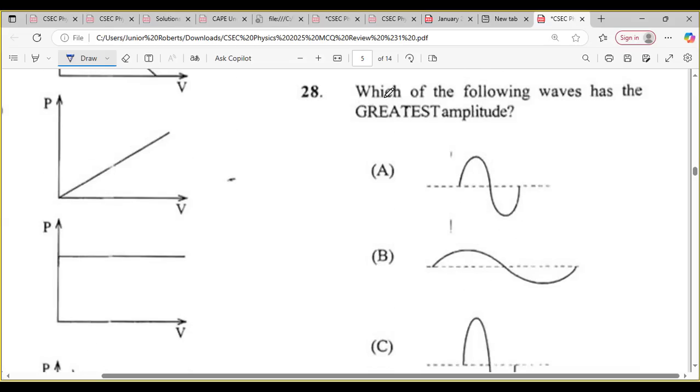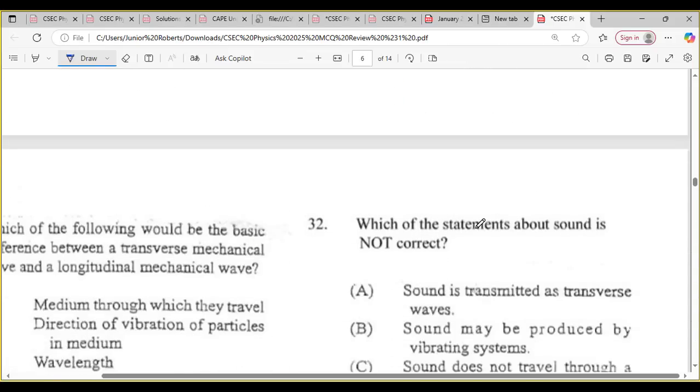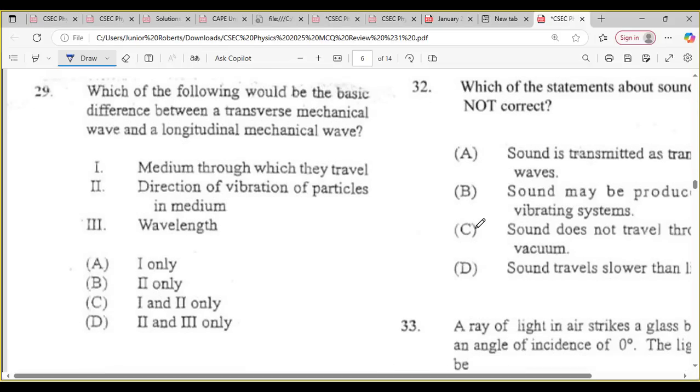28, largest amplitude would be C indeed, because amplitude is just from the rest position to the crest or the highest point. So this is going to be C for that one. Now 29.